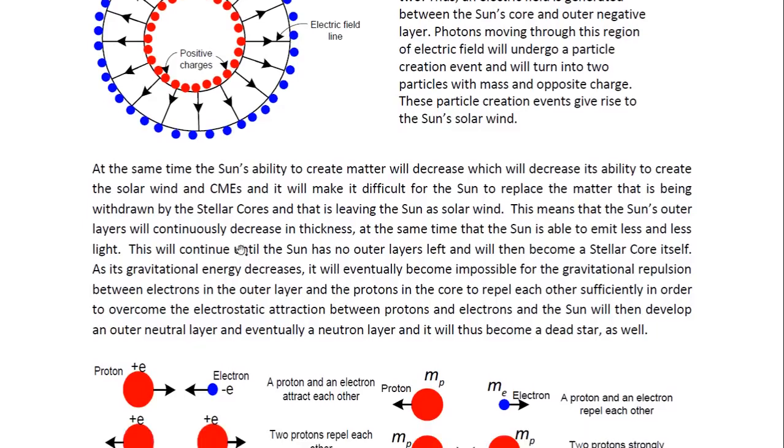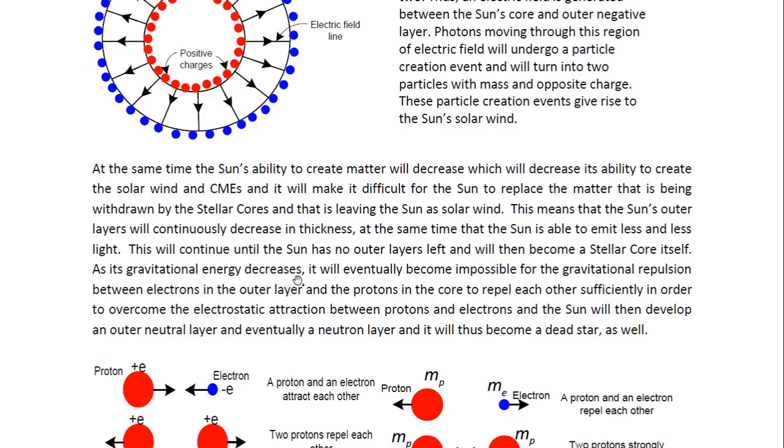Now, this means that the sun's outer layers will continuously decrease in thickness. The sun will lose matter. It will lose it to the stellar cores, and it will lose it because it's not replacing whatever ions are being ejected. It is still able to eject the solar wind from the corona. So at the same time that the sun is able to emit less and less light, it will have less and less matter in its outer layers. This will continue until the sun has no outer layers left and will then become a stellar core itself.